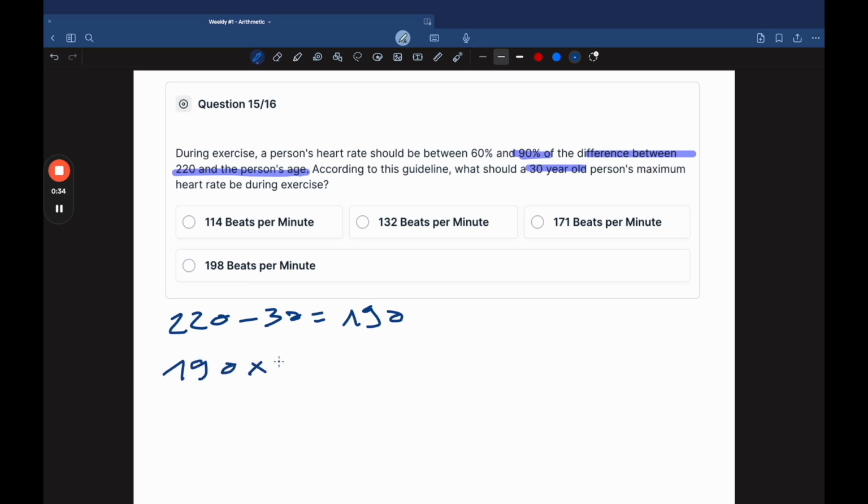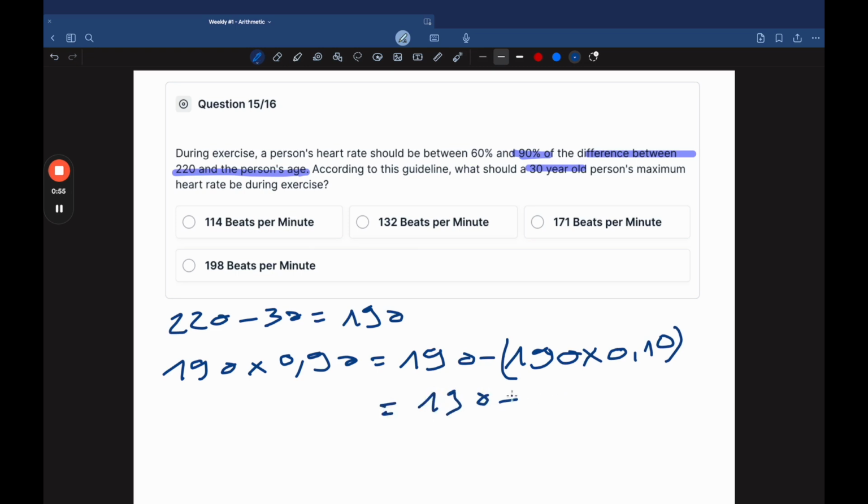Step 3. Calculate 10% of the difference. Next, find 10% of 190. Multiply 190 by 0.10. 190 times 0.10 equals 19. Step 4. Subtract 10% from the original difference. Subtract 19 from 190 to find 90% of the difference. 190 minus 19 equals 171. The maximum heart rate for a 30-year-old person during exercise should be 171 beats per minute.